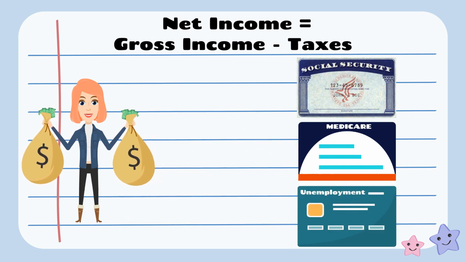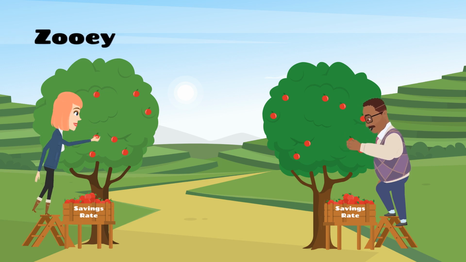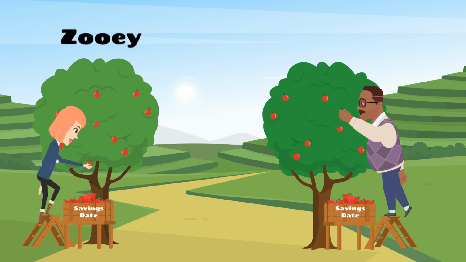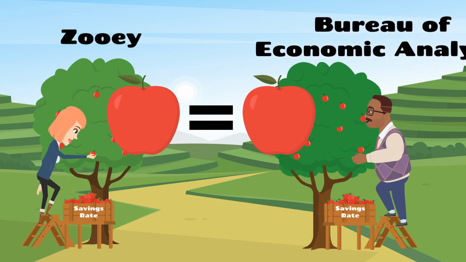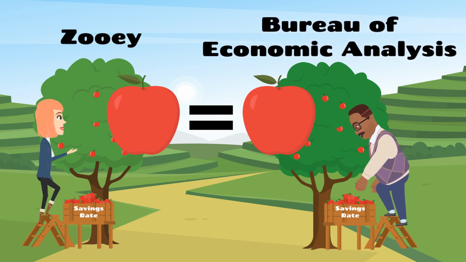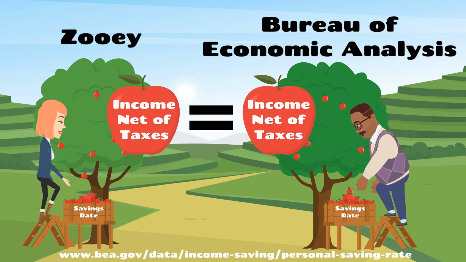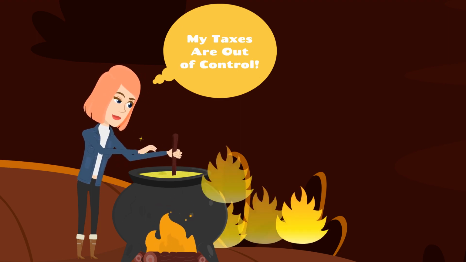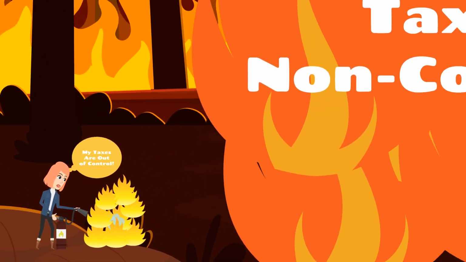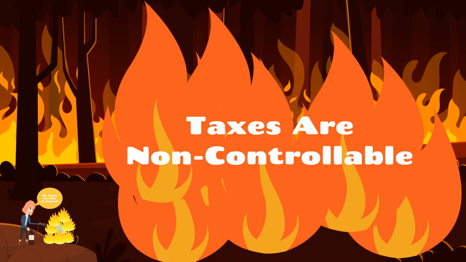We use this method for 2 reasons. First, we want your savings rate to be an apples-to-apples comparison to the official average savings rates, published by the Bureau of Economic Analysis. Their method uses income net of taxes. The second reason we use net income is because the payment of a tax is largely outside of your control. Thus, a tax is categorized as a non-controllable expense.